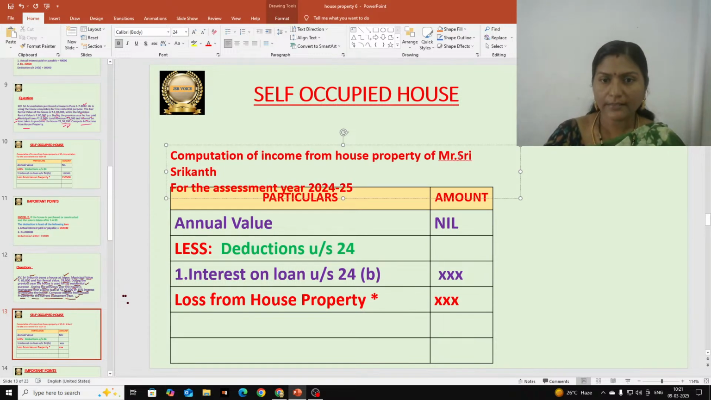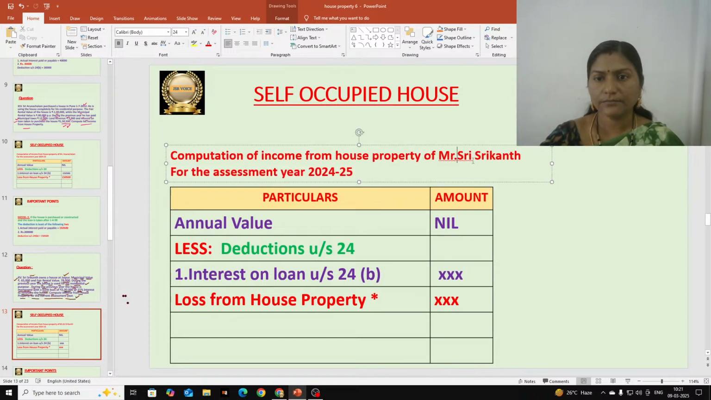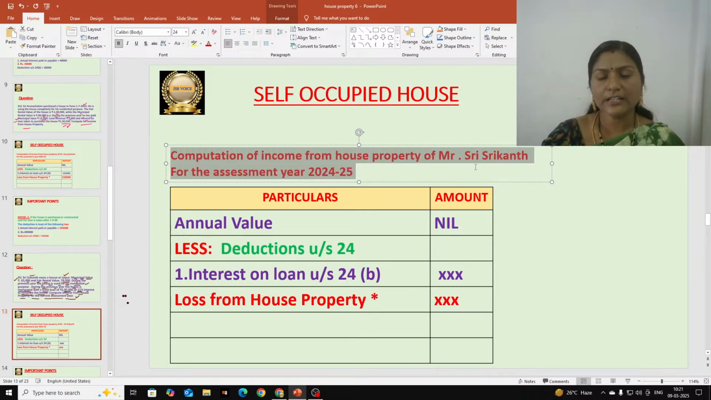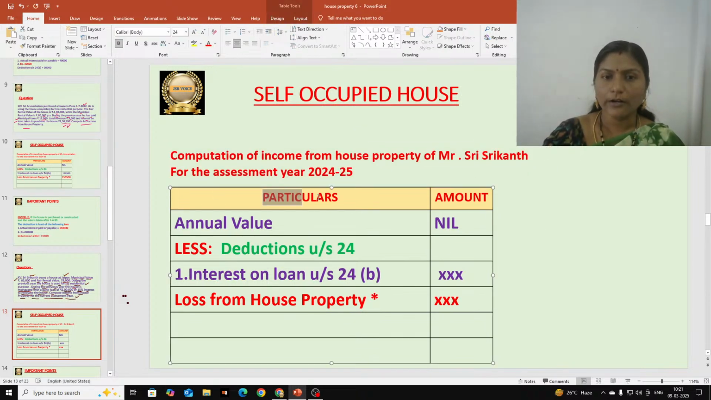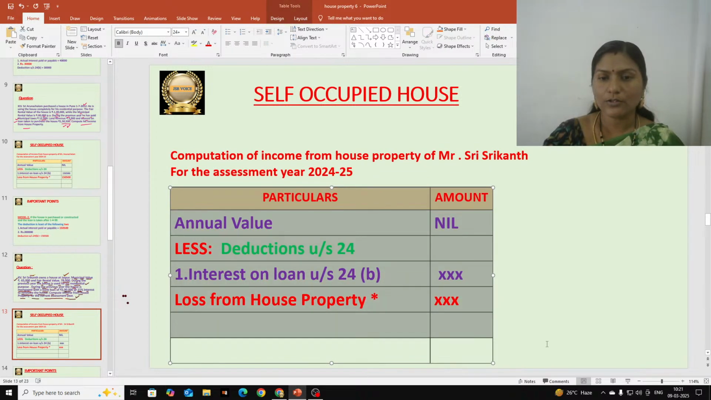Mr. Sri Srikant. Computation of income from house property of Mr. Sri Srikant for the assessment year 2024-25. This is a heading that we should always give. For a let out house as well as for a self-occupied house, the heading is the same. And the particulars and amount columns we should draw, and already these are ready, and the format is also ready.